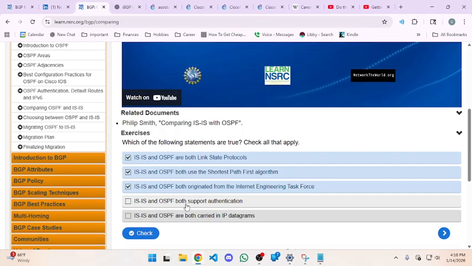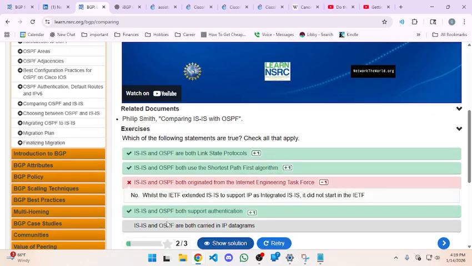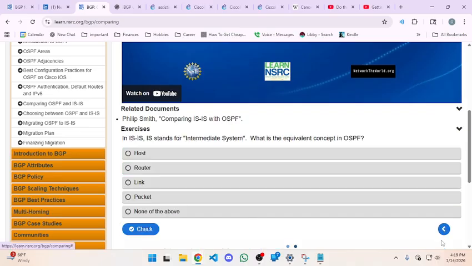ISIS and OSPF both support authentication. True. ISIS and OSPF are both carried in user datagrams. That is not true. ISIS is not. OSPF is. Oh, boo. Okay, so no. Whilst IETF extended support, okay, gotcha. It didn't start there.